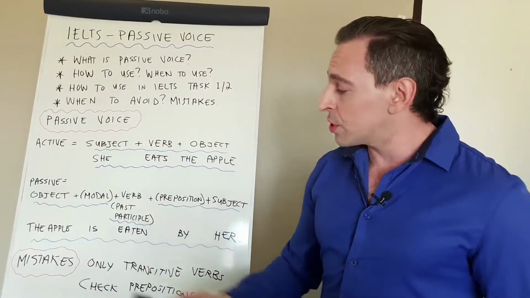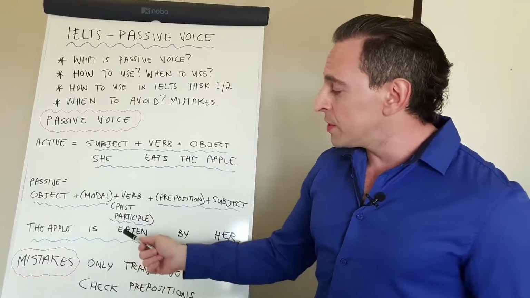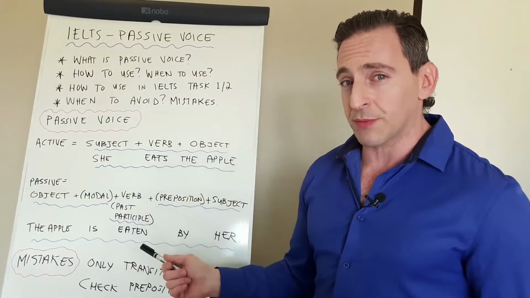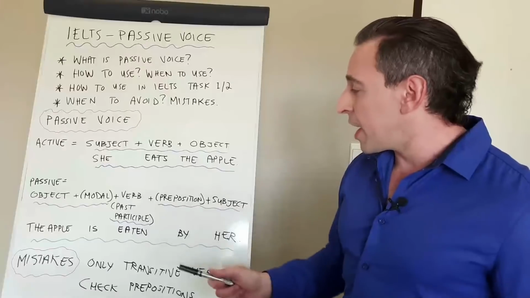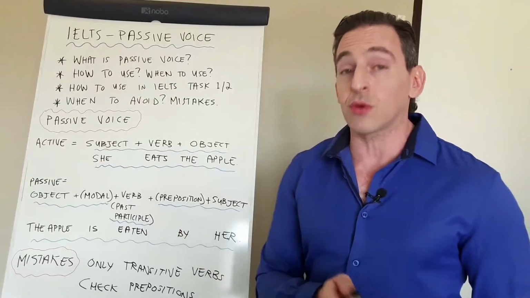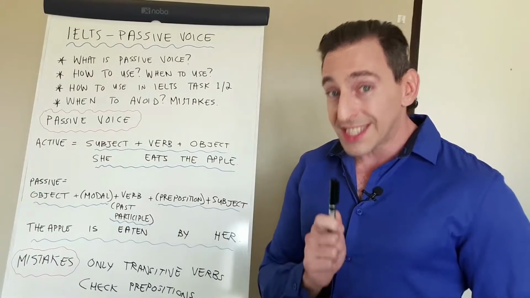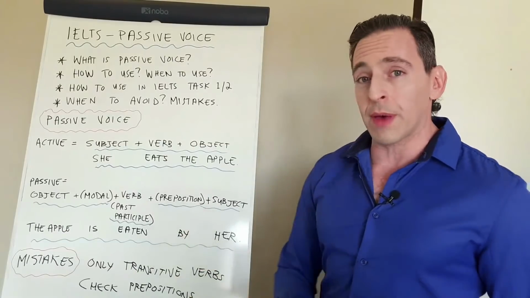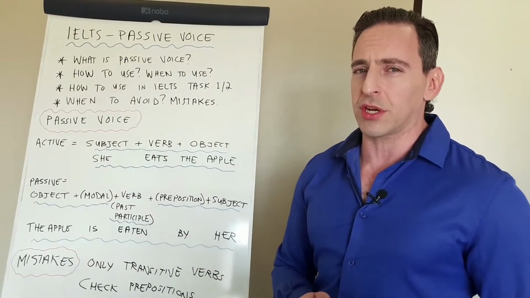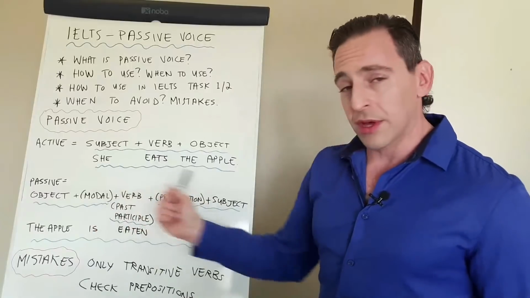It's very important. We don't use ate. We use eaten, the past participle. And then we have commonly a preposition, which again, a lot of people tend to leave out. I want you to remember you might need a preposition to show the relationship between the two.